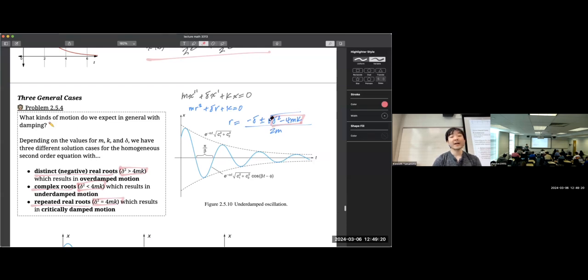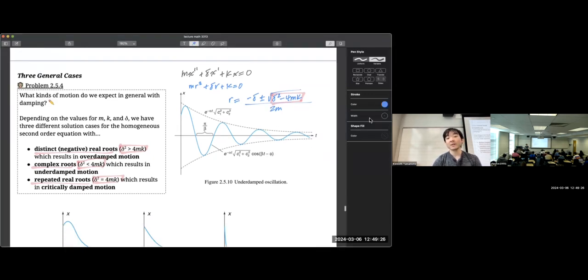And if this was negative, then your alpha will be the real part, so the alpha will be negative delta. I'll just write that had this been complex roots, then we already know the solution is e to the alpha t times c1 cosine of beta t plus c2 sine of beta t.